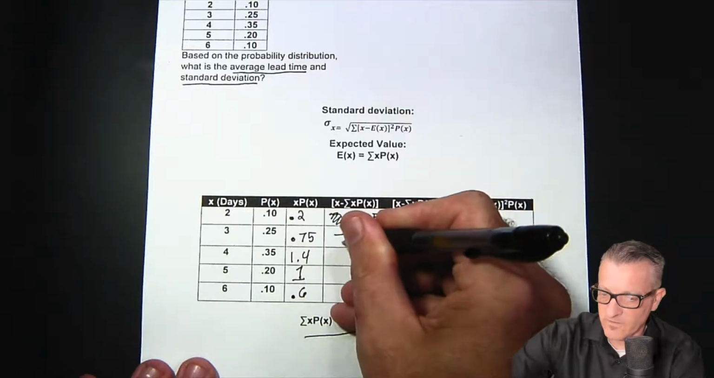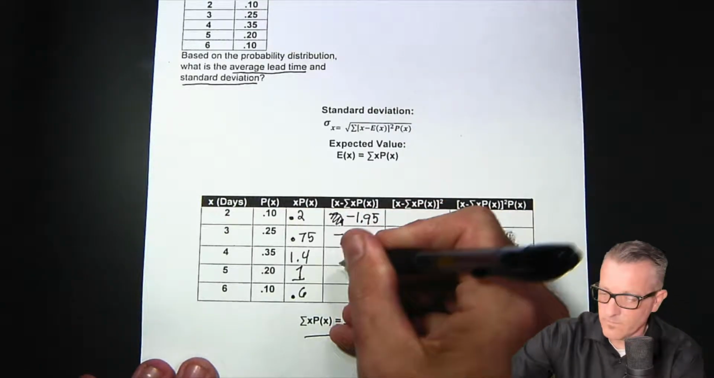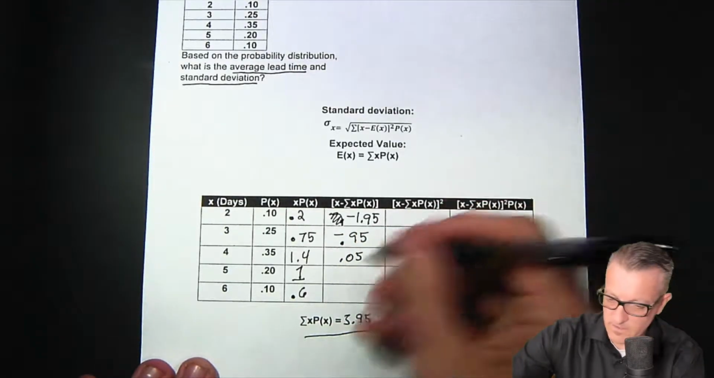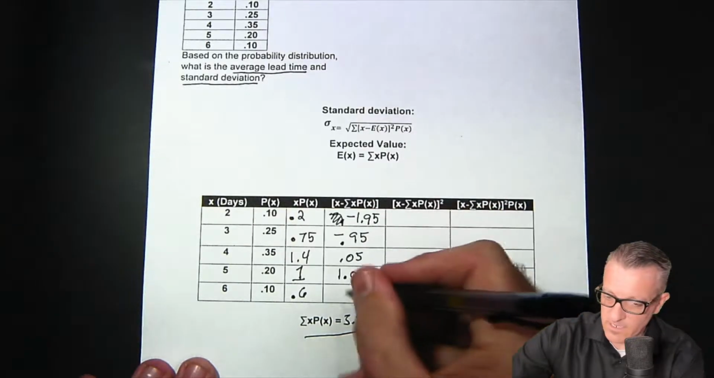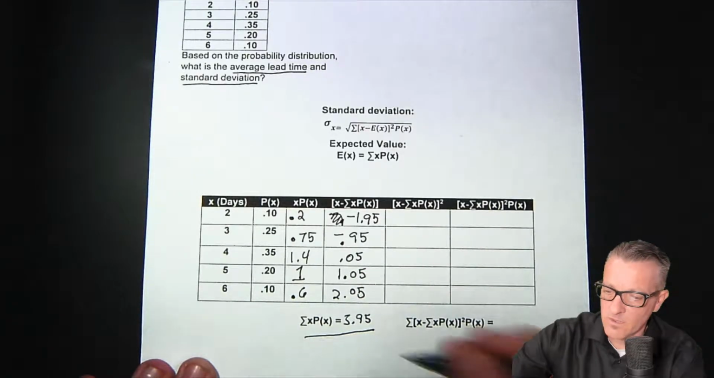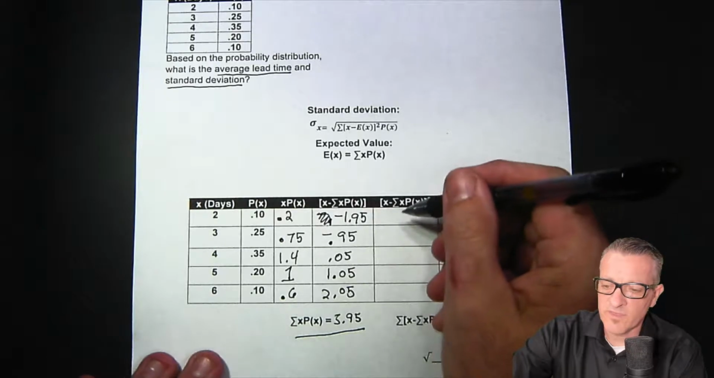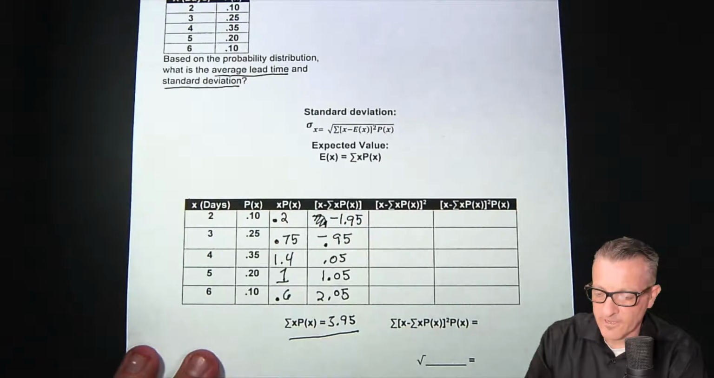and then negative 0.95, and then 0.05, and then 1.05, and then 2.05. Okay. So then what we do, this is the column that I added based on user feedback, student feedback.